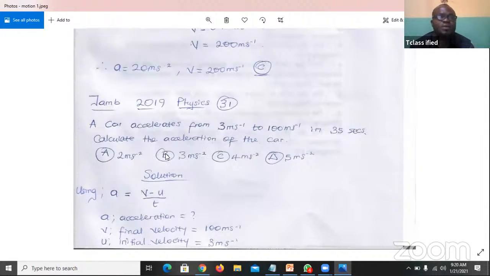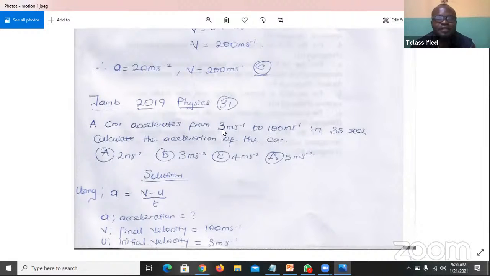So we have this other one. A car accelerates from 3 meters per second to 100 meters per second. So you can see the movement in the acceleration. Accelerating from this to this. It's actually accelerating. It's not decelerating. It's not going down. And this acceleration was done in 35 seconds. So calculate the acceleration of the car.